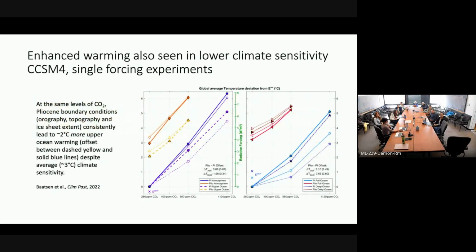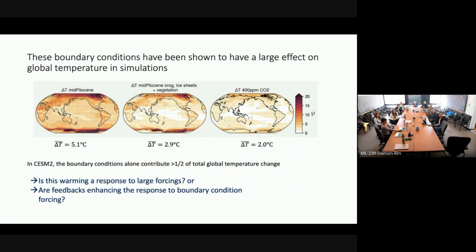This isn't just CESM2. In CCSM4, we also saw a significant amount of warming coming from boundary conditions, represented by this offset between the orange and the blue lines of the Pliocene and the pre-industrial at constant CO2 levels. So this brings us to our research questions of whether this warming is a response to large forcings, or rather are there feedbacks at play that are enhancing the response to the boundary conditions.